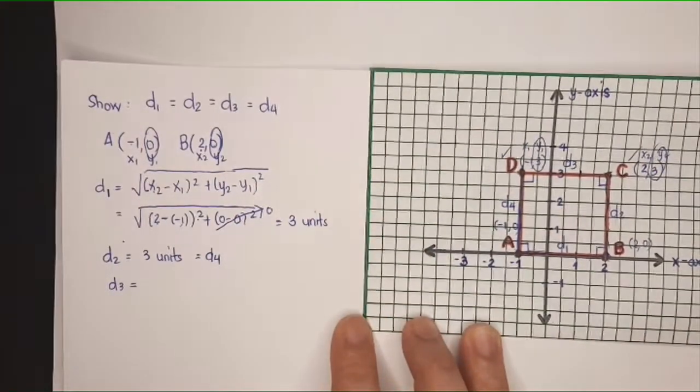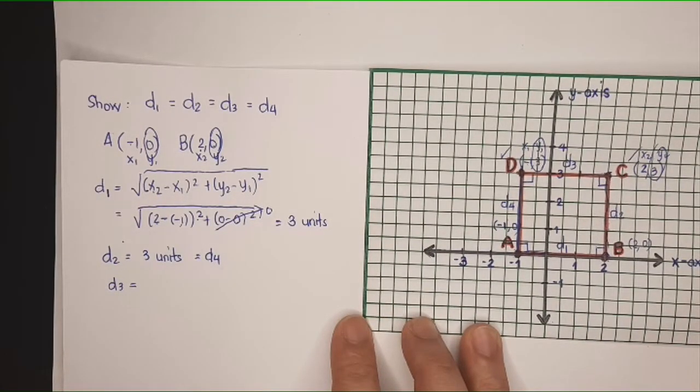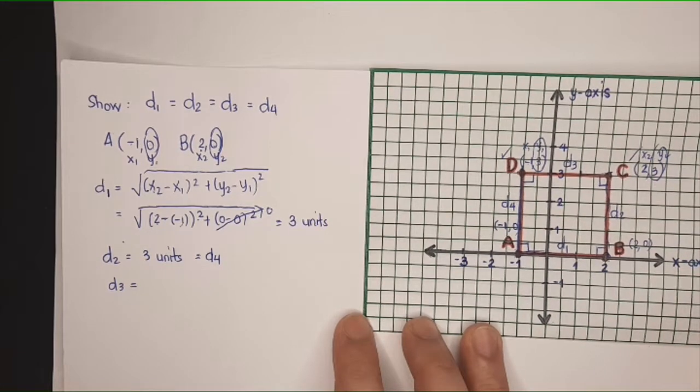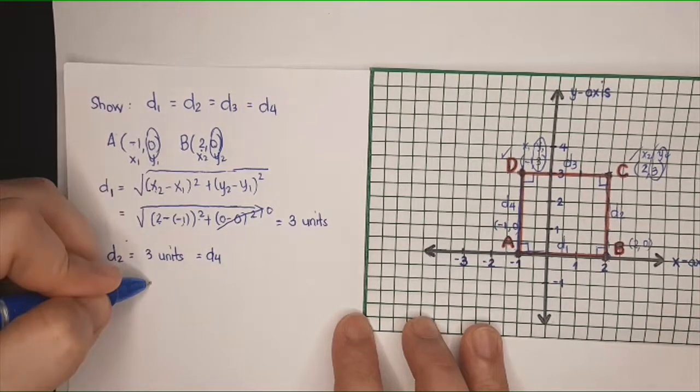Ito yung sinasabi ko. Magkapareho ang Y coordinate. So, 0 na yan. So, please watch my video about distance formula. So, let's get D3.